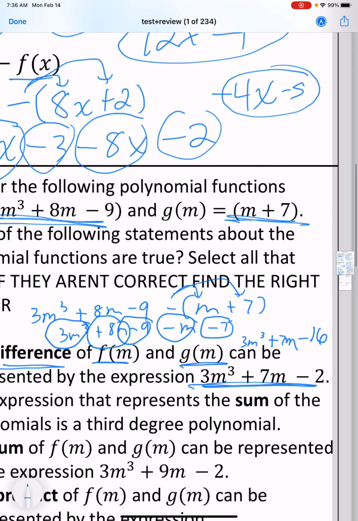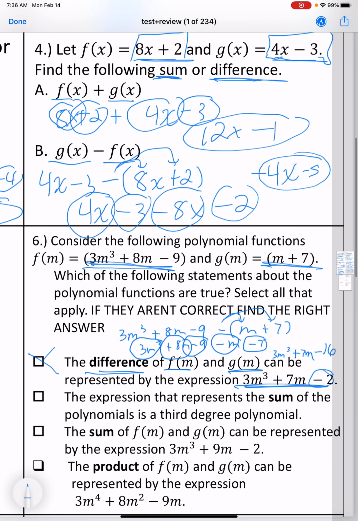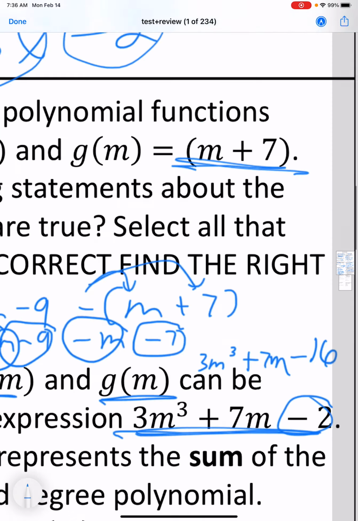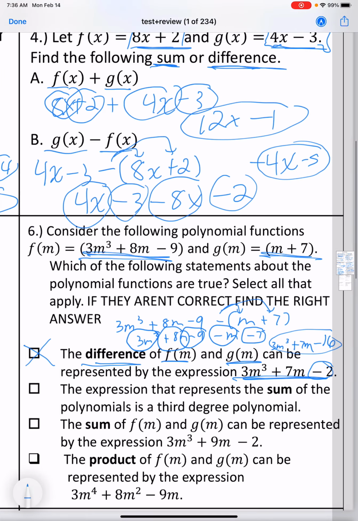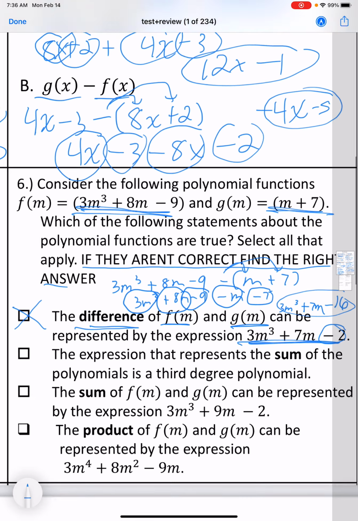So the issue with this is that the minus 2 is not correct. And we found the right answer. It is this one right here. And do notice that it says, if they aren't correct, find the right answer.